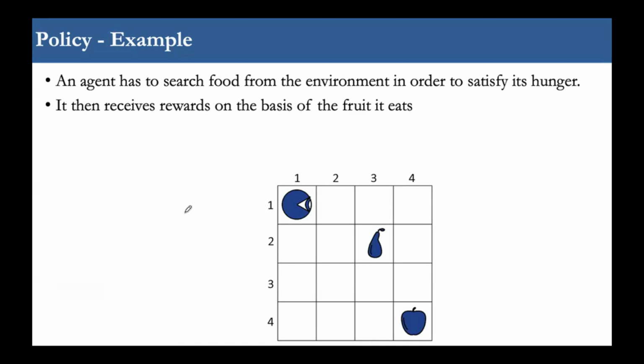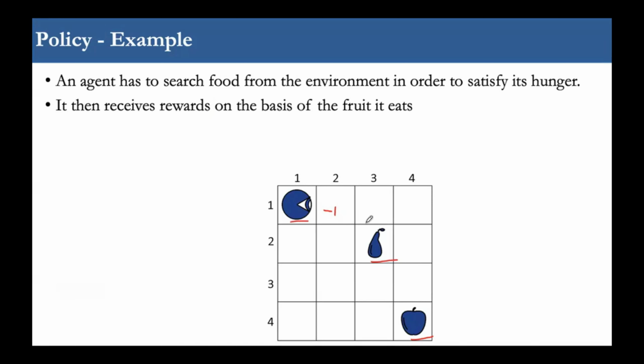It receives a reward on the basis of whatever fruit it eats. So here we have the agent in the cell 1, 1 and there are two fruits, pear and apple. The agent will be receiving a negative reward of -1 when it moves from one cell to another cell where there are no fruit. Consider if the agent moves from 1, 1 to 1, 2, then it gets a reward of -1 as there is no fruit in this cell.